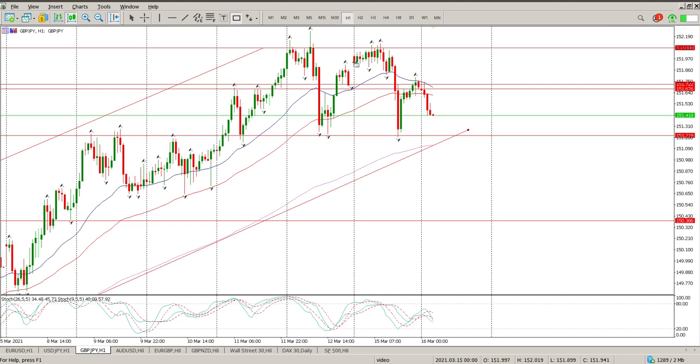So that's 1, 2, 3, 4, 5, 6, 7. The first 7 bars. There it is there. And let's just drag it along like that.